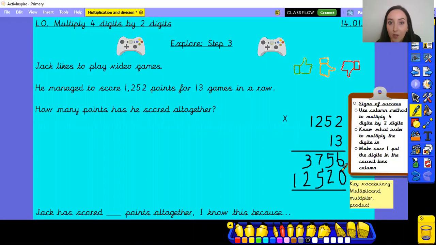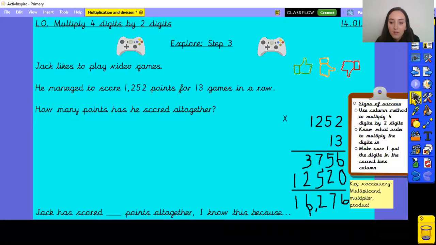So now let's add our two answers together. So 6 add 0 is 6. 5 add 2 is 7. 7 add 5 is 12. Put my 1 underneath. 3 add 2 is 5. Add the 1 becomes 6. And I've got a 1 here that stays a 1. So my answer is 16,276. So well done if you got that correct.